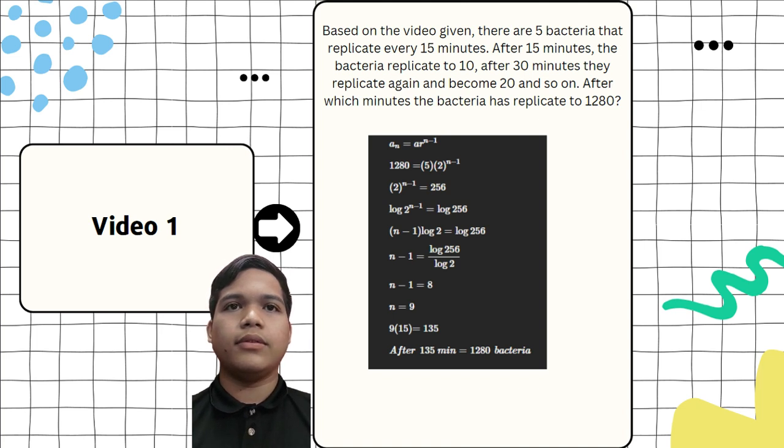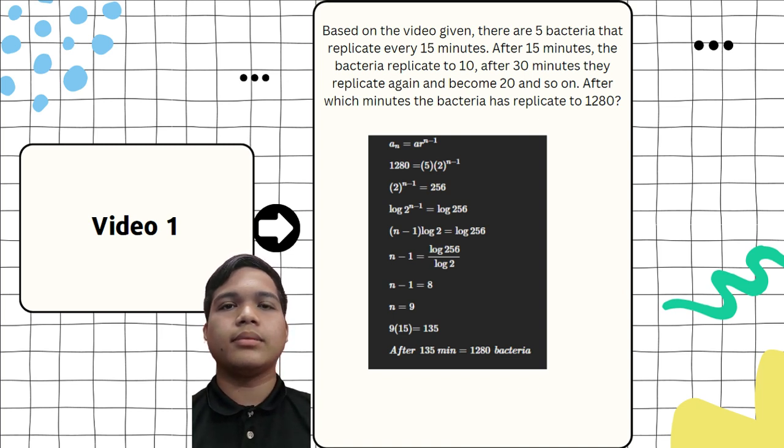In my part, I will be explaining the videos given in the question. In the first video, we know that there are 5 bacteria that replicate every 15 minutes. After 15 minutes, the bacteria replicate to 10, and after 30 minutes, they replicate again and become 20, and so on.